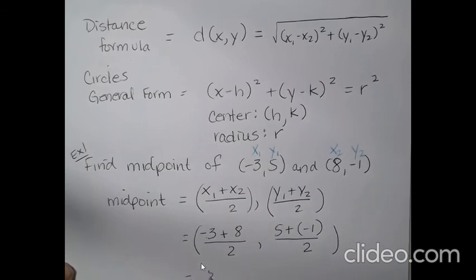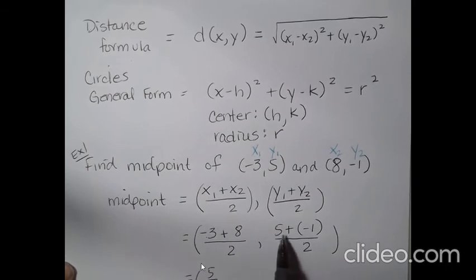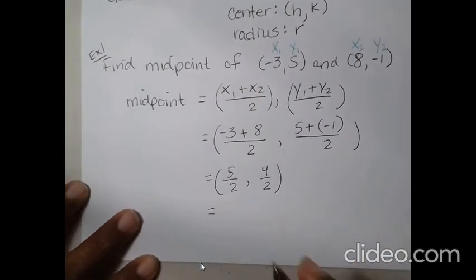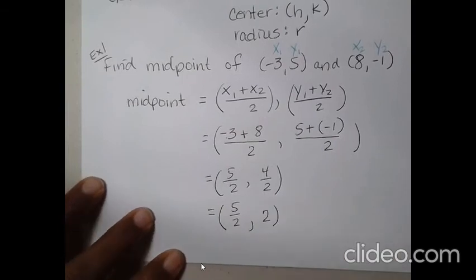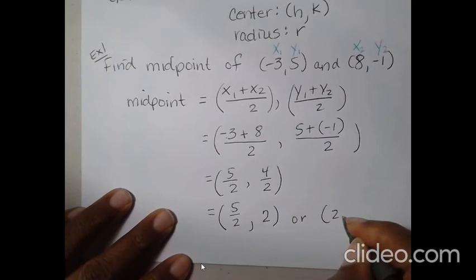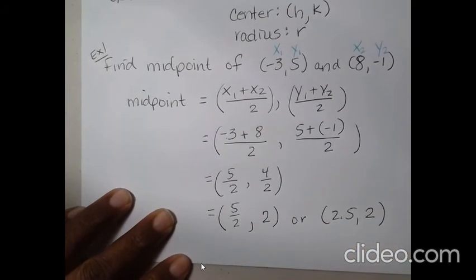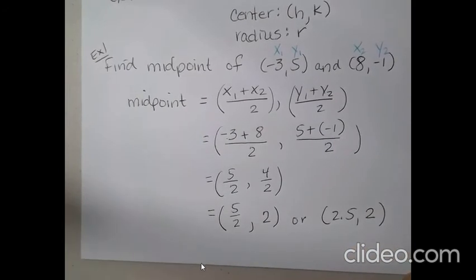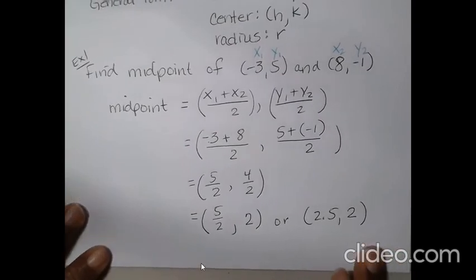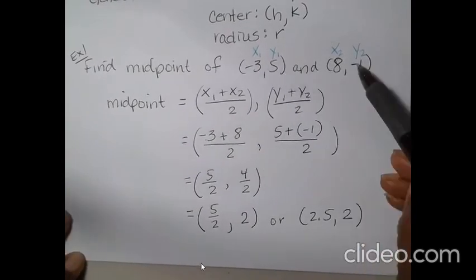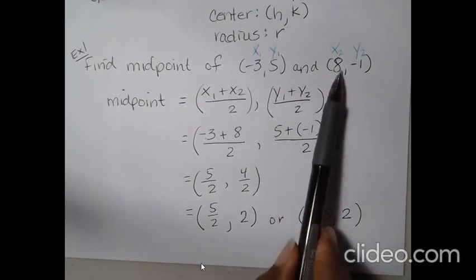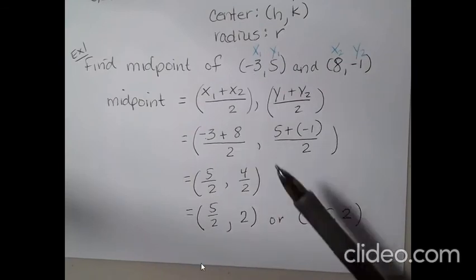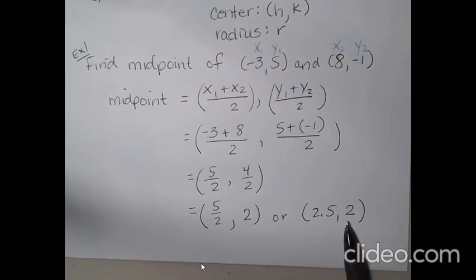-3 plus 8 is 5 over 2. And 5 plus -1 is 4 over 2. This is going to reduce to 5 over 2, comma 2. So 5 over 2 is the same as 2.5 and 2. This is the midpoint of the 2 points that we were given here. Halfway between -3 and 8 is 2.5. Halfway between 5 and -1 is 2.